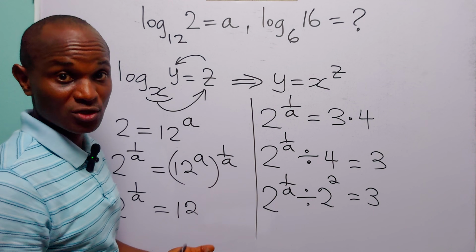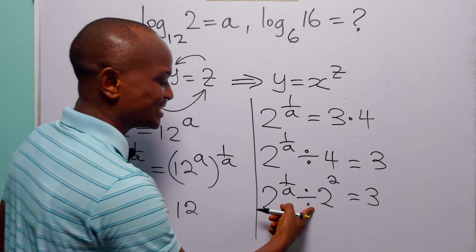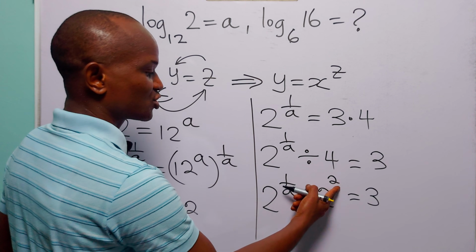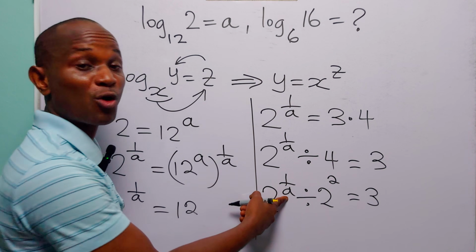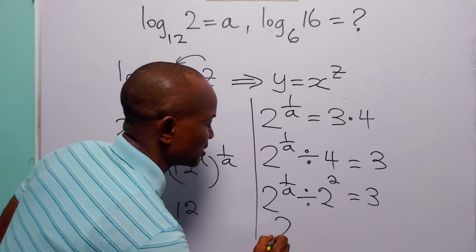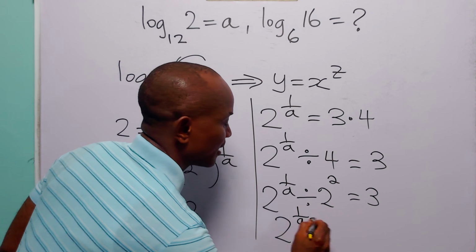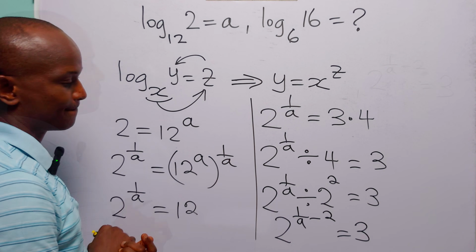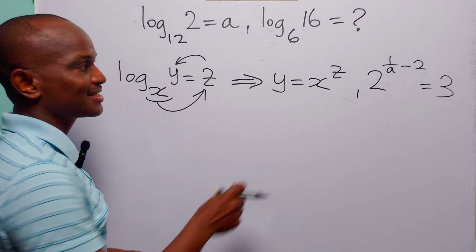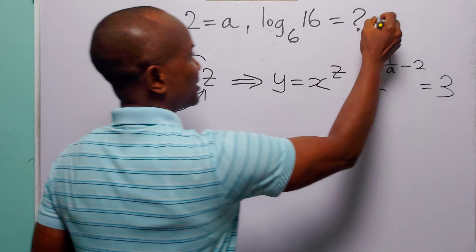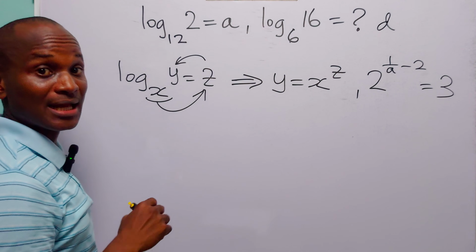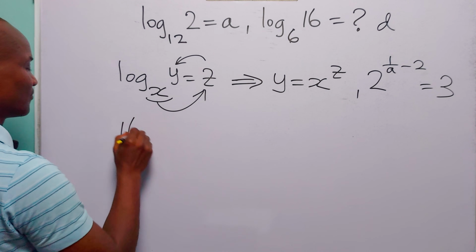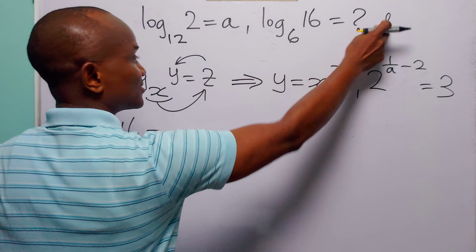Now, once more, from our laws of indices, remember that when we divide two numbers with the same base, all we have to do is to subtract this exponent from that. So we have that 2 to the power 1 over a minus 2 is equal to 3. Now, coming over to this, let log to base 6 of 16 be equal to the letter d. That means that we can write this as 16 is equal to 6 to the power d.